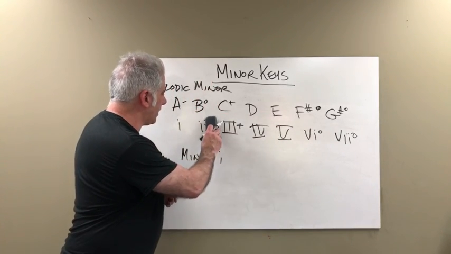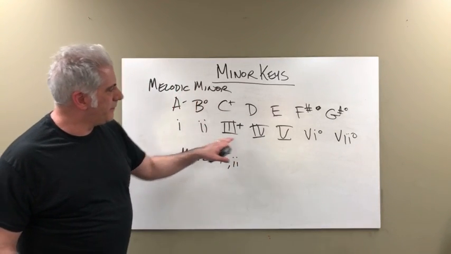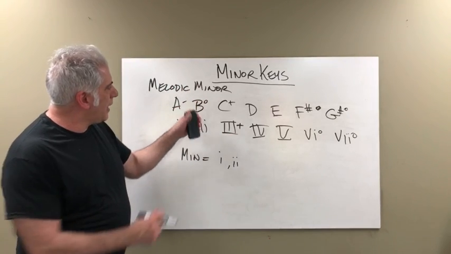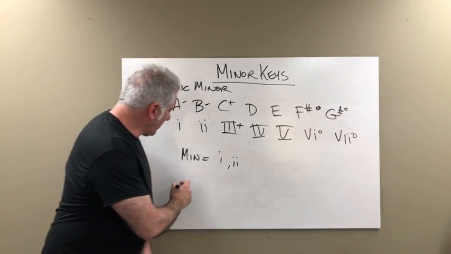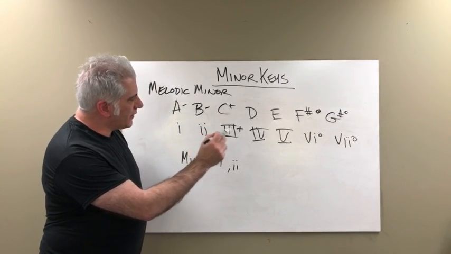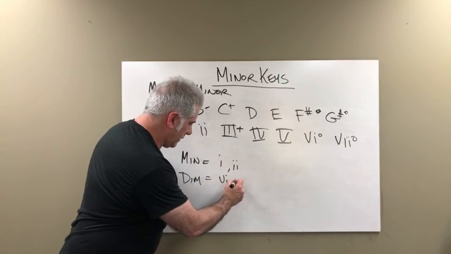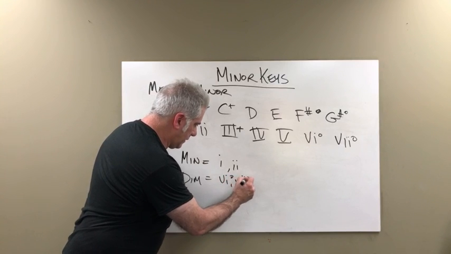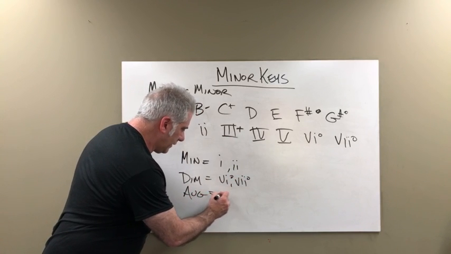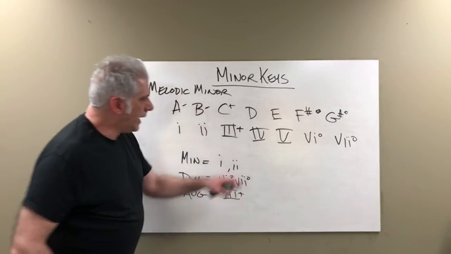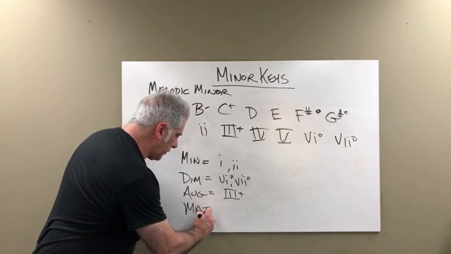I'm sorry, I screwed up here. This is minor. So 1 and 2 are minor. Sorry about that. 1 and 2 are minor. There we go. 1 and 2 are minor. Your 6 and 7 are diminished. And your 3 is augmented. Gets confusing. 3 is a plus. And 4 and 5 are major. So you have all types of chords here.